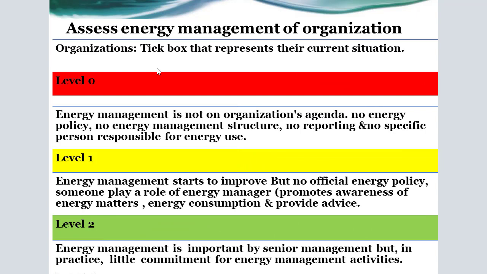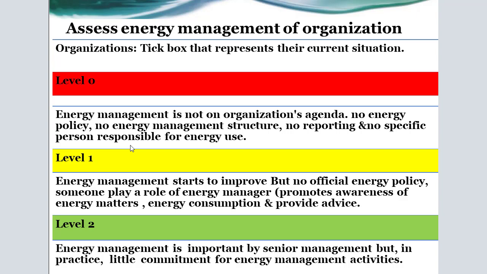The organization can tick the box that represents its current situation. As I said, we have 5 levels starting from level 0 to level 4. For level 0, here is the evaluation or assessment of the organization. Here energy management is not found on the organization agenda, and there is no energy policy and also no energy management structure in the facility or in the organization. Also there is no reporting system and no specific person responsible for energy use.